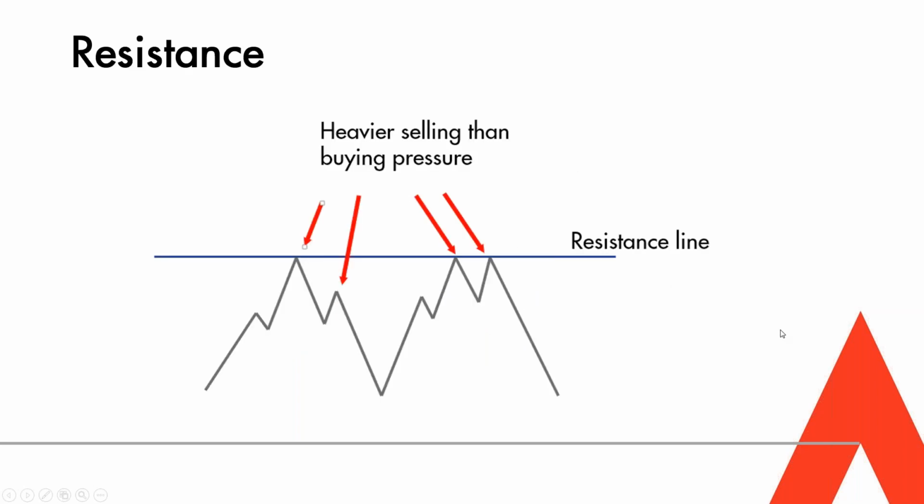Now, the opposite of this is resistance. In this case, we've got a horizontal line of resistance connecting 3 separate peaks. Once again, we need at least 2 peaks to start a line and a third touch to confirm. Each time it tests this level of resistance, it's finding resistance there, selling pressure comes in, and a downturn takes place. So that could be used to take profits, or an advanced trader might be looking at short selling and trying to profit from the downturn from that level.